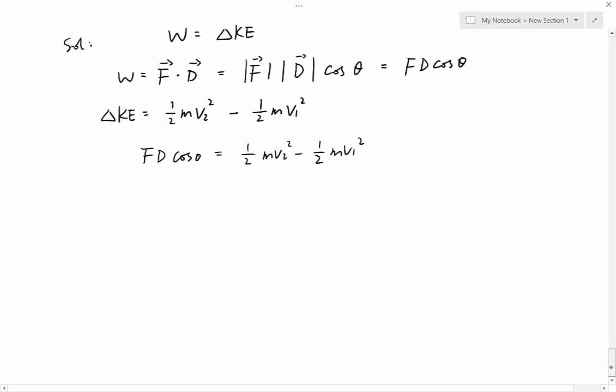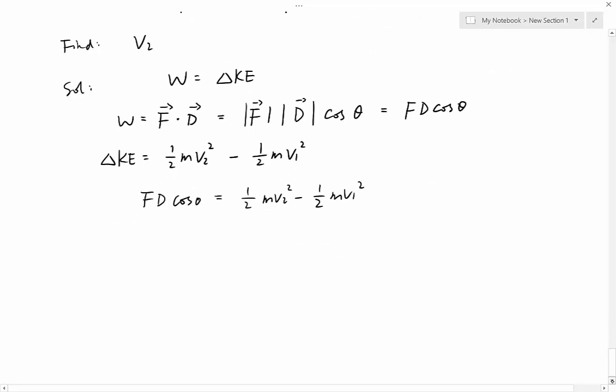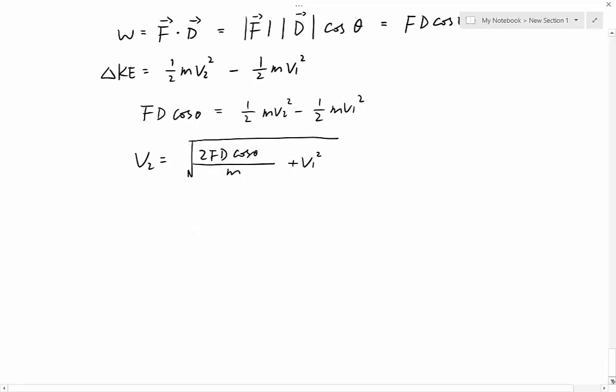Because we know we're looking for the final velocity, which is v2, what you can do is perform the algebra. In other words, move v2, the one you're looking for, to the left-hand side, and everything else to the right-hand side. So the solution is 2 F d cosine theta over m plus v1 squared, and then square root of everything. So this is our final velocity v2. Okay, so that is the first thing we helped you refresh your memory about.